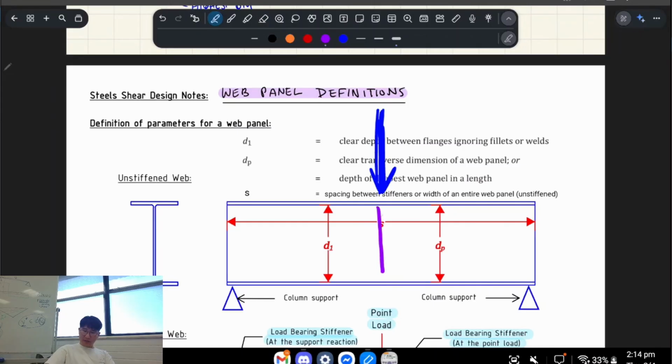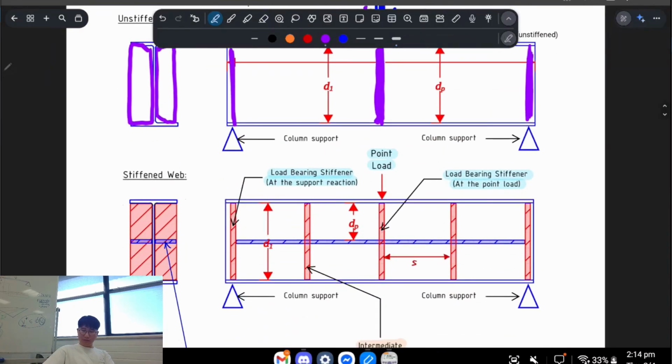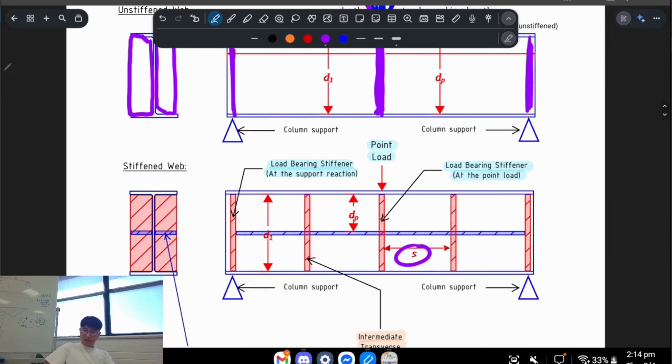is add stiffeners, right? So this is just called a stiffened web. That's just a single plate, right? Plate on both sides. So that basically increases the buckling capacity in that localized region where there's a point load, right? And you might want to do the same thing on the reactions, depending on what the reactions are, okay? So that's stiffened webs. And there's different terms we use for the spacing and the depth and stuff like that.